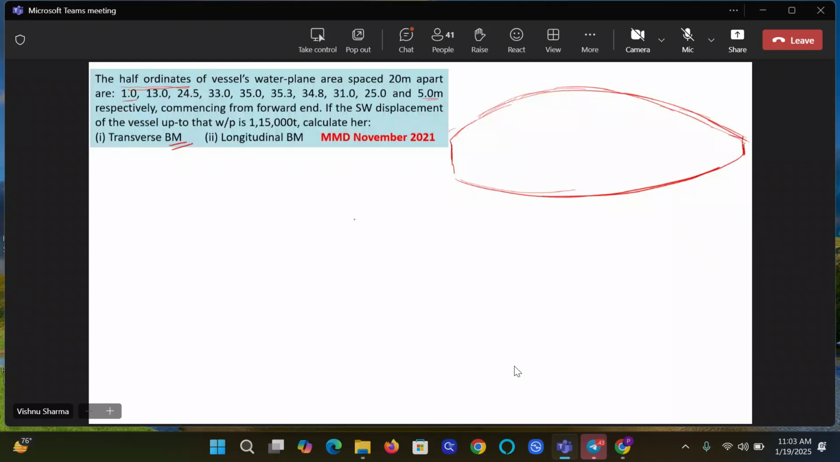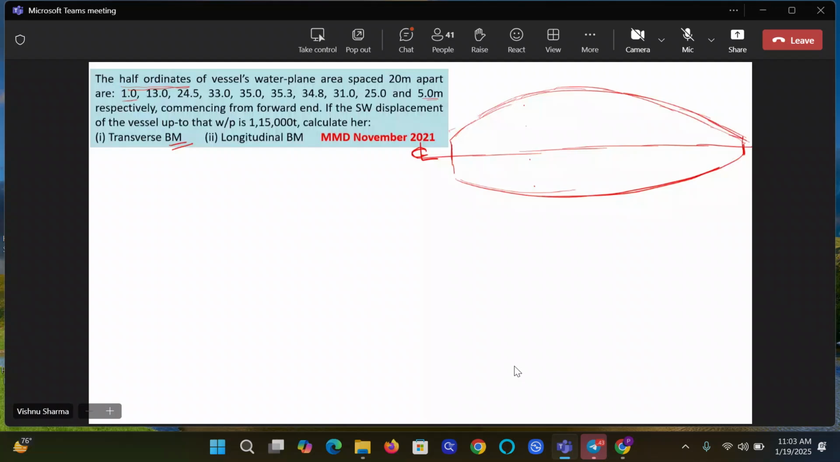Since we are calculating BMT, we are interested in a fore and aft axis through the center of flotation. And the way I explained to you in the previous question, we are interested in the athwartship location of the center of flotation, because whether it is here, here or here will decide where the fore and aft axis will come. And since he has given us half ordinates, the other half is symmetrical. That means the center line will be the fore and aft axis through the center of flotation. Does everybody agree with me? Yes or no?